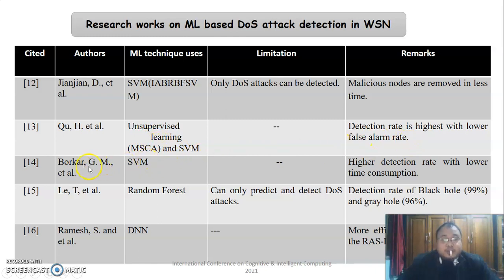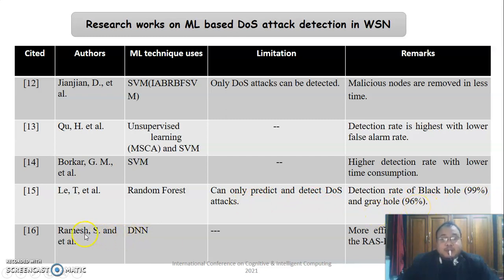So next paper we have Boker GM et al. SVM is the machine learning technique that they employ. The remark is higher detection rate with lower time consumption. Next paper we have Lee P et al. Random forest is employed. It can only predict and detect those attacks. Detection rate of black hole is 99% and gray hole is 96%.